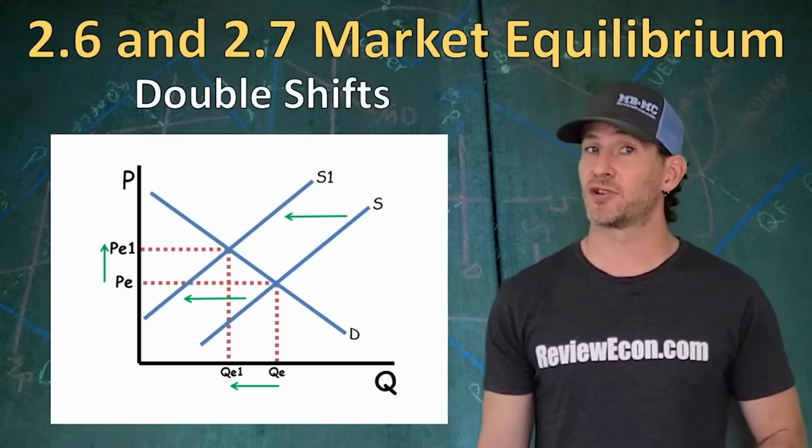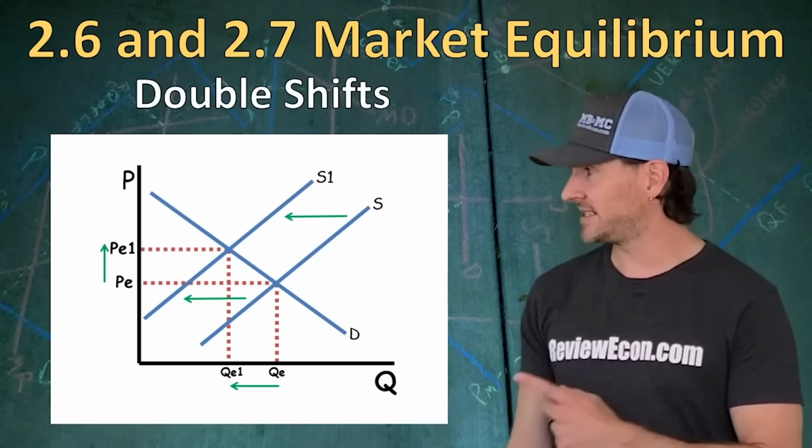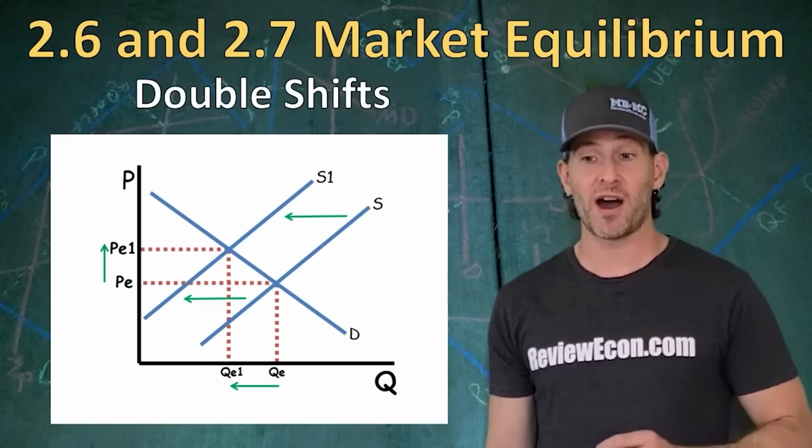Double shifts get a little bit tricky because one of the axes will be indeterminate. Here we have a decrease in supply. That caused the price to go up and the quantity to go down.